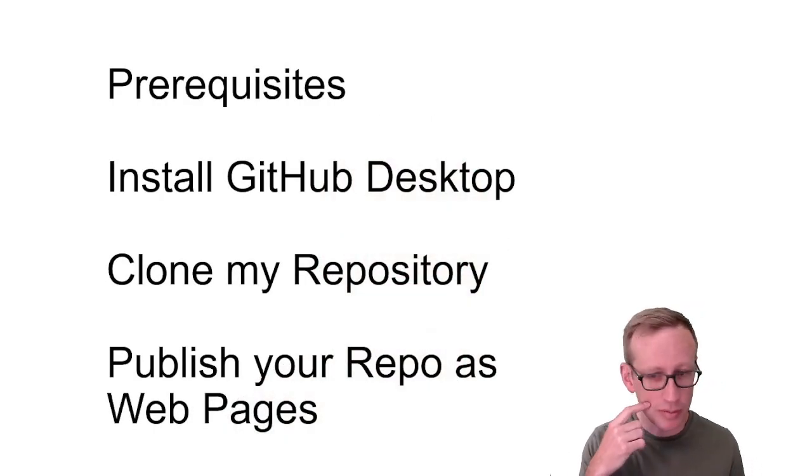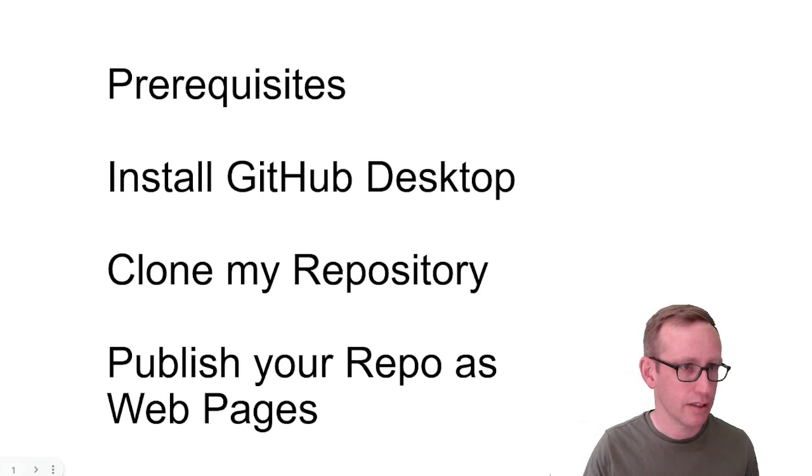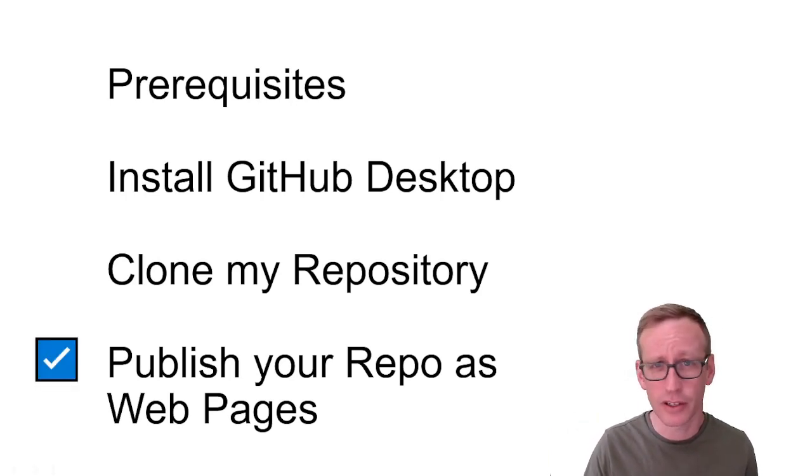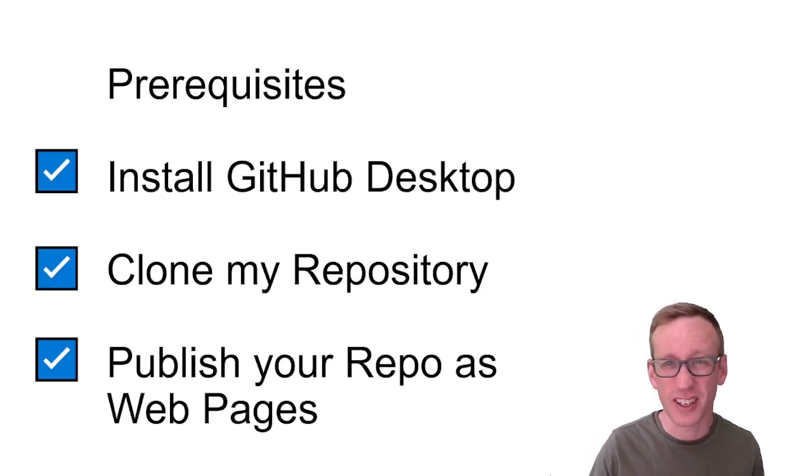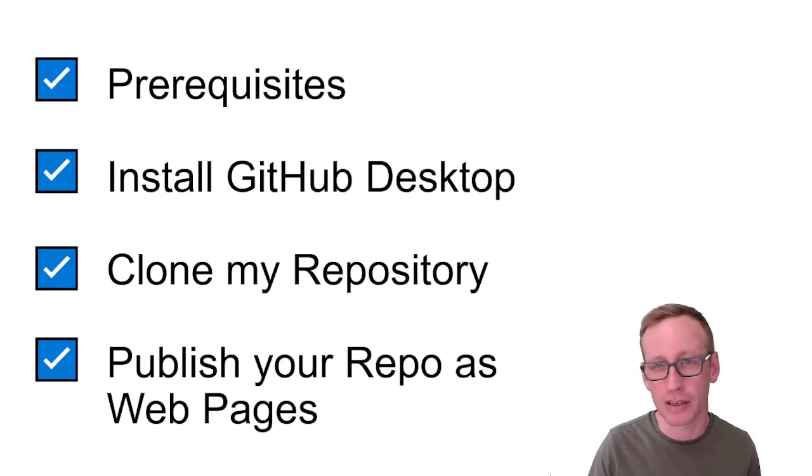You're going to be publishing a repository as a web page. That's your goal for today. But to get there, you're going to first have to clone my repository so you have some code to work with. To do that, you're going to need GitHub Desktop, and there are some prerequisites even before that. So there's quite a bit here.